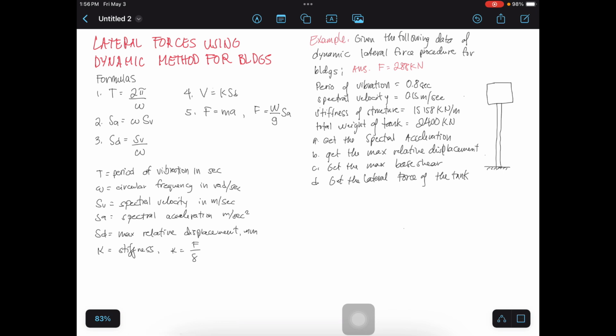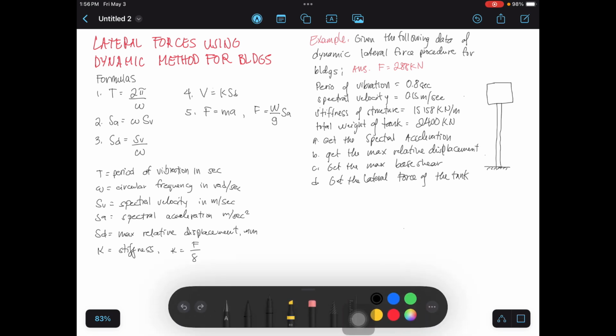Next topic will be yung lateral forces using dynamic method for buildings pero using this formula. Kung wala kang graph ng spectral acceleration, you can use the following formulas. Number 1, T is equal to 2 pi over omega, where omega is the frequency in radians per second. In radians, kaya meron kang pi dito. Pang-convert ng radians.